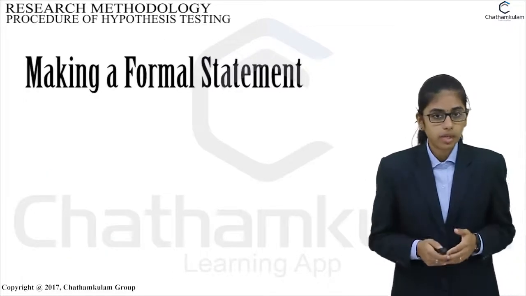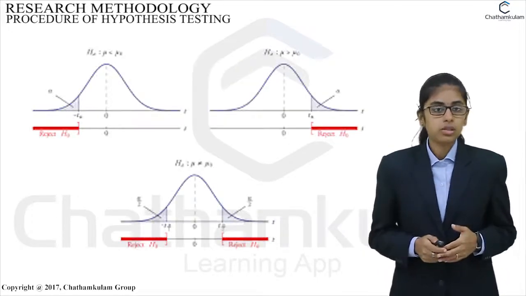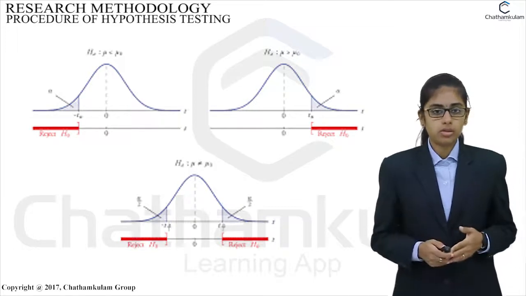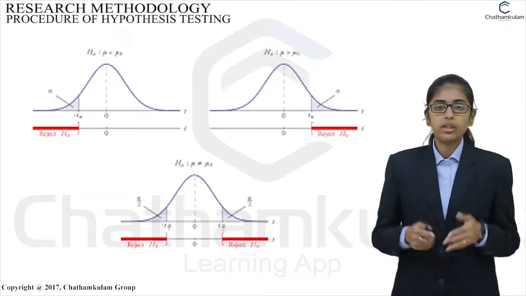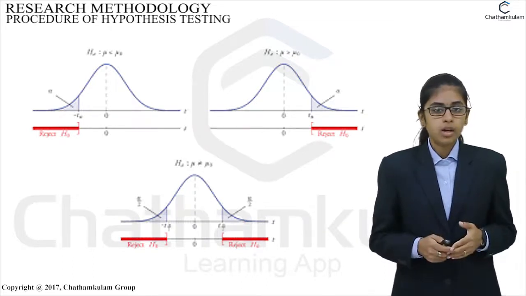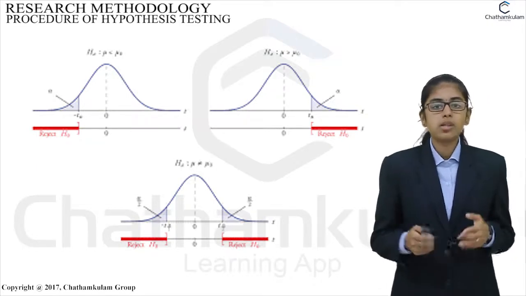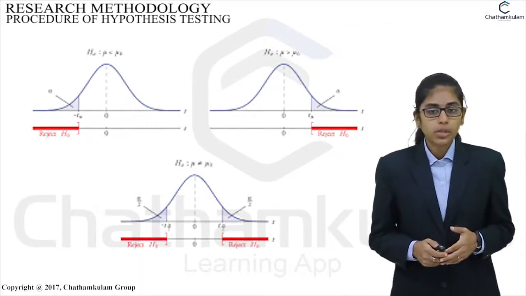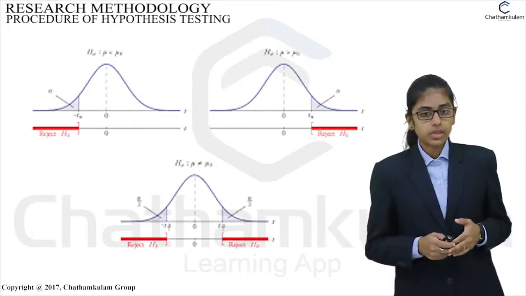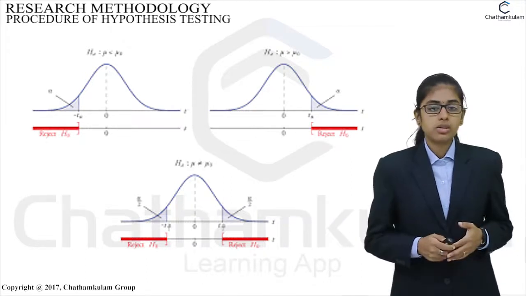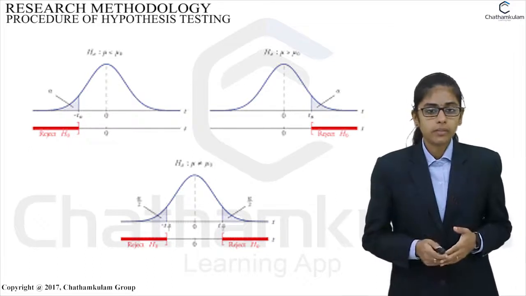Making a formal statement. This step involves making a formal statement of the null hypothesis and the alternative hypothesis. This implies that the hypothesis should be clearly stated within the purview of the research problem. For example, suppose a school teacher wants to test the understanding capacity of the students, which must be rated more than 90% in terms of marks. The hypothesis may be stated as null hypothesis equal to 100 and alternative hypothesis greater than 100.